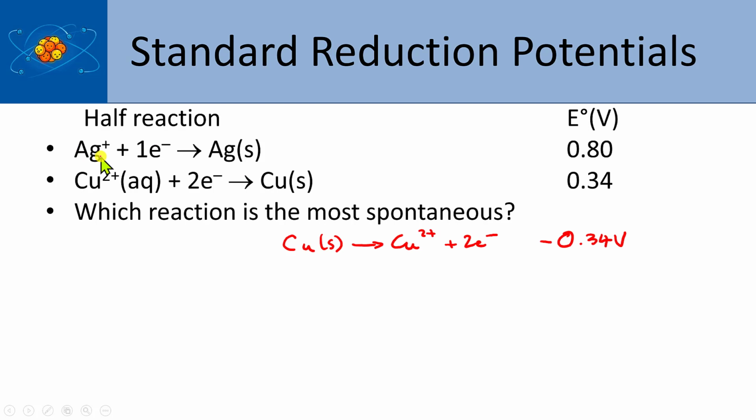Now, this reaction, I need to double it. And it's going to be 2 Ag+, plus 2 electrons, giving me Ag solid. Now, you would think that you would double the voltage, but you don't. It's going to be 0.8 volts. And I'll explain that to you in just a second.